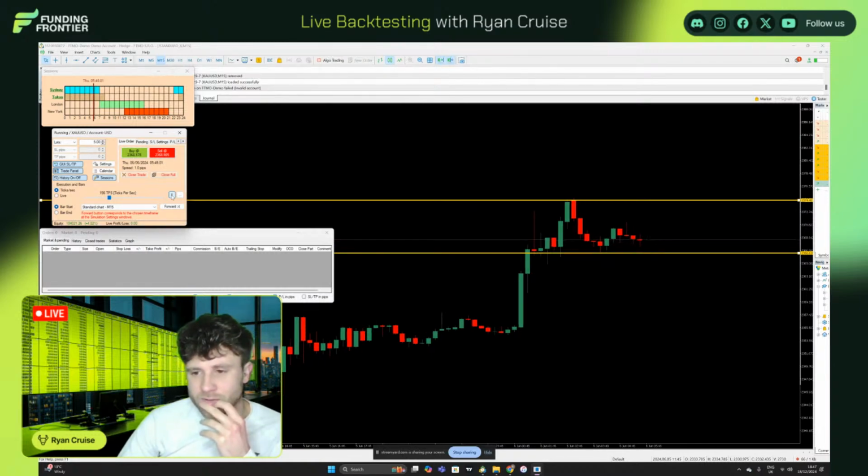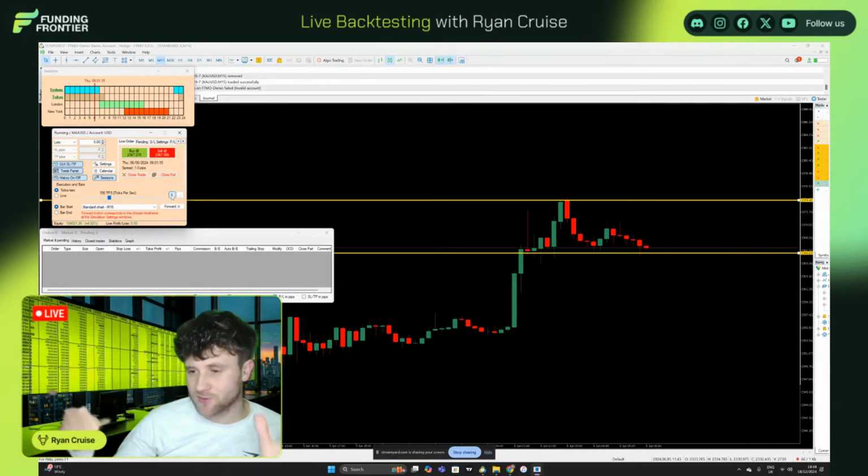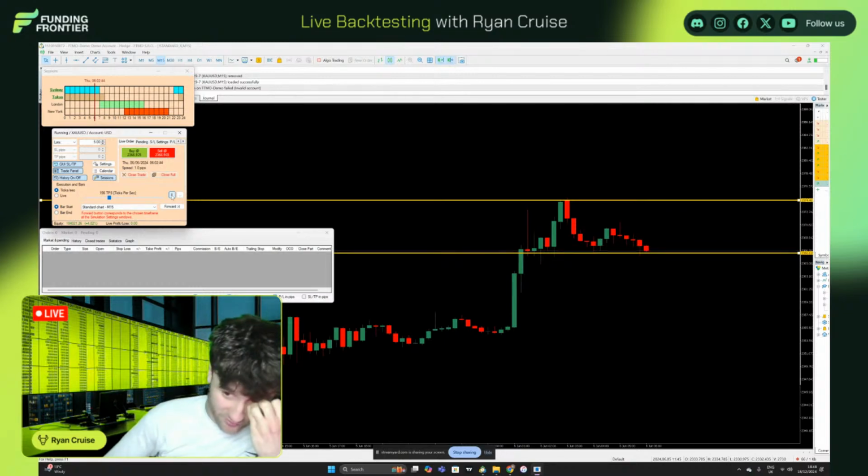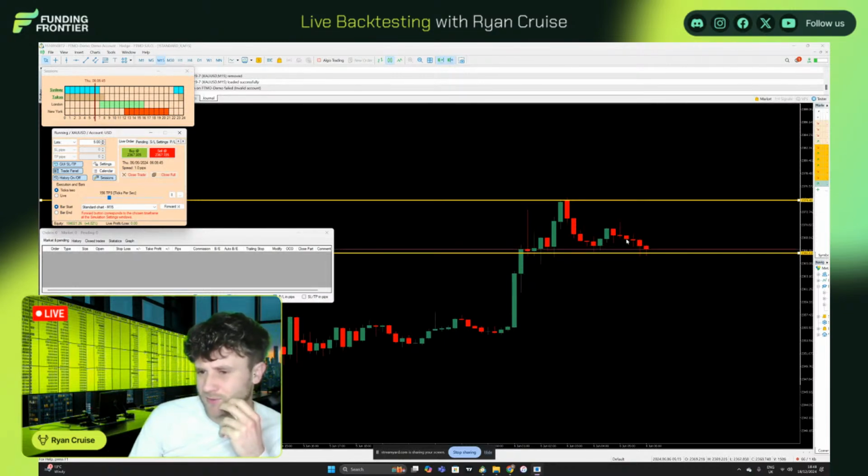Wait for a closure outside our range. So we're hitting support. I'm not panicking. I'm not doing anything. I'm just waiting for a closure and then seeing if that closure is a good closure and if it's valid. Look how many bearish candles we've got here: 1, 2, 3, 4, 5, 6. Just chilling, just waiting for a closure.